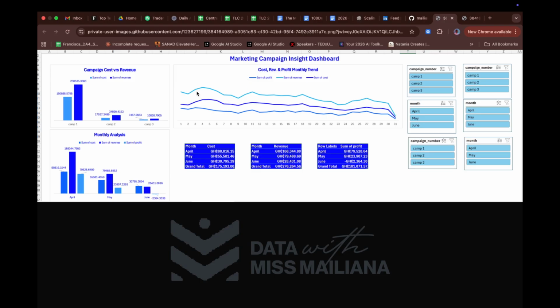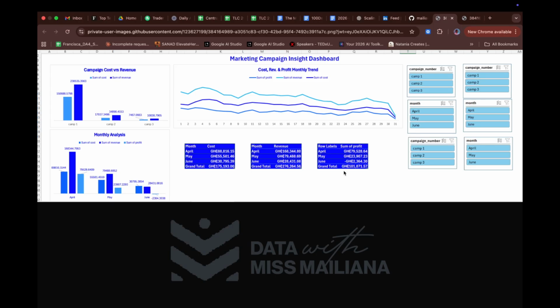And we have the line chart with the three of them. So now the revenue is the highest, right? And then we have the sum of cost, and we have the profits as well. So you see that this is the profit that we have, and you have the actual amount here.